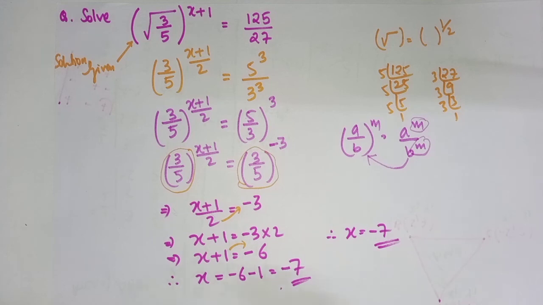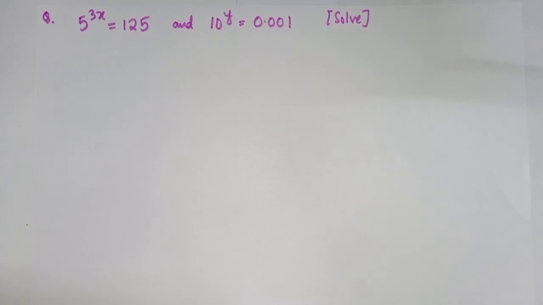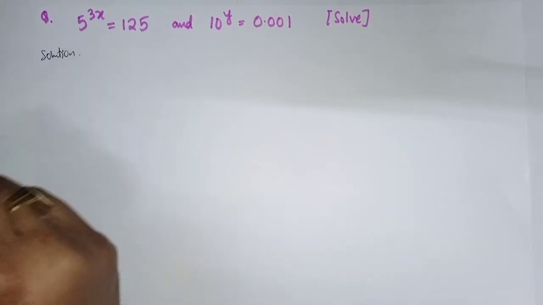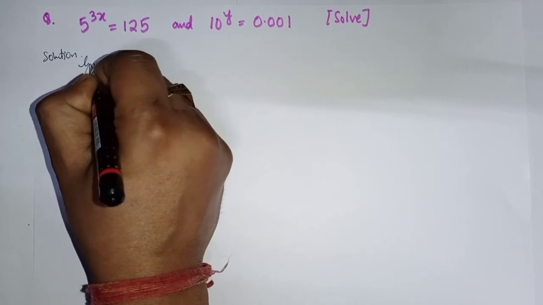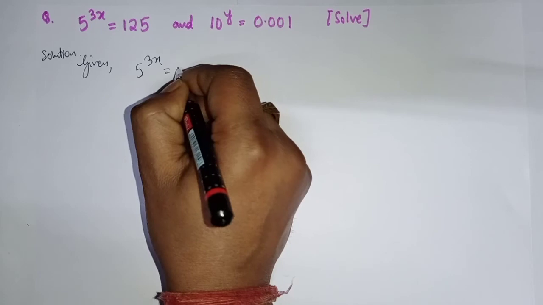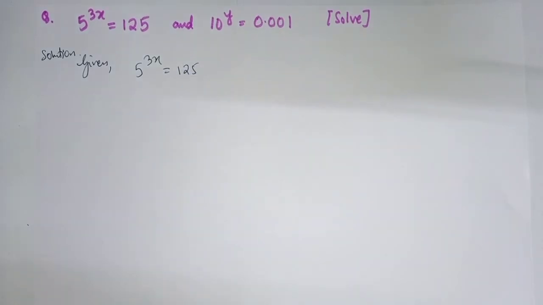Now let's solve another type of question. Solve, find the value of x and y. So can you do this? I think you can now do it. Now you are perfect. Solution. So given, what is given is that 5 to the power 3x equals 125. So they have given us 5 to the 3x equals 125.